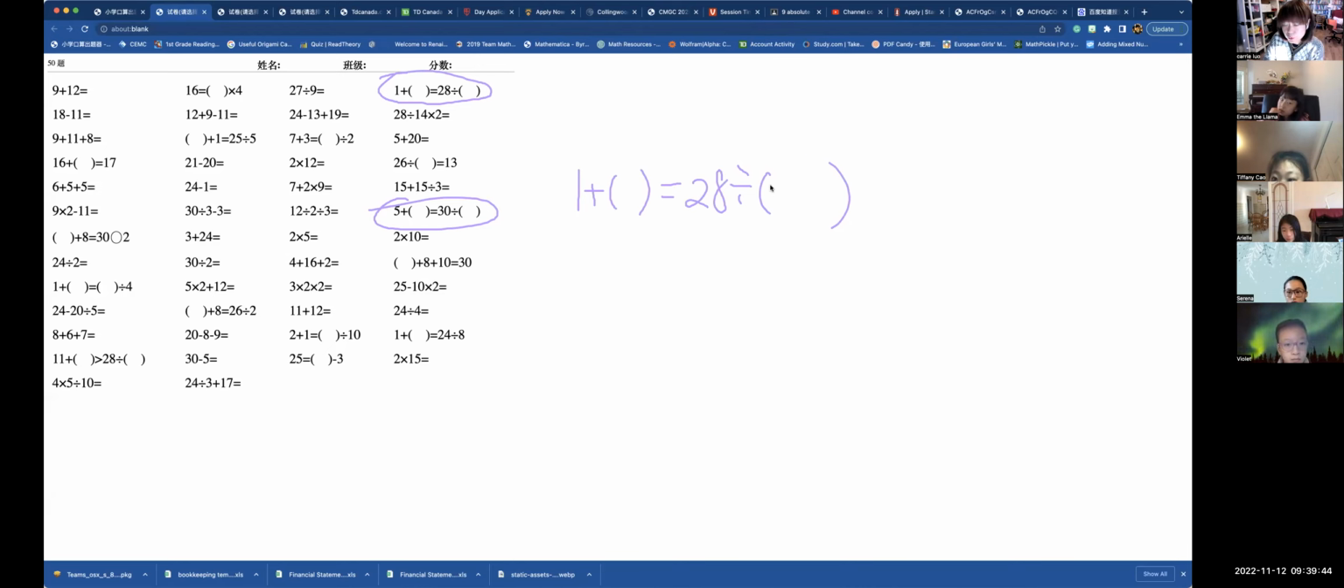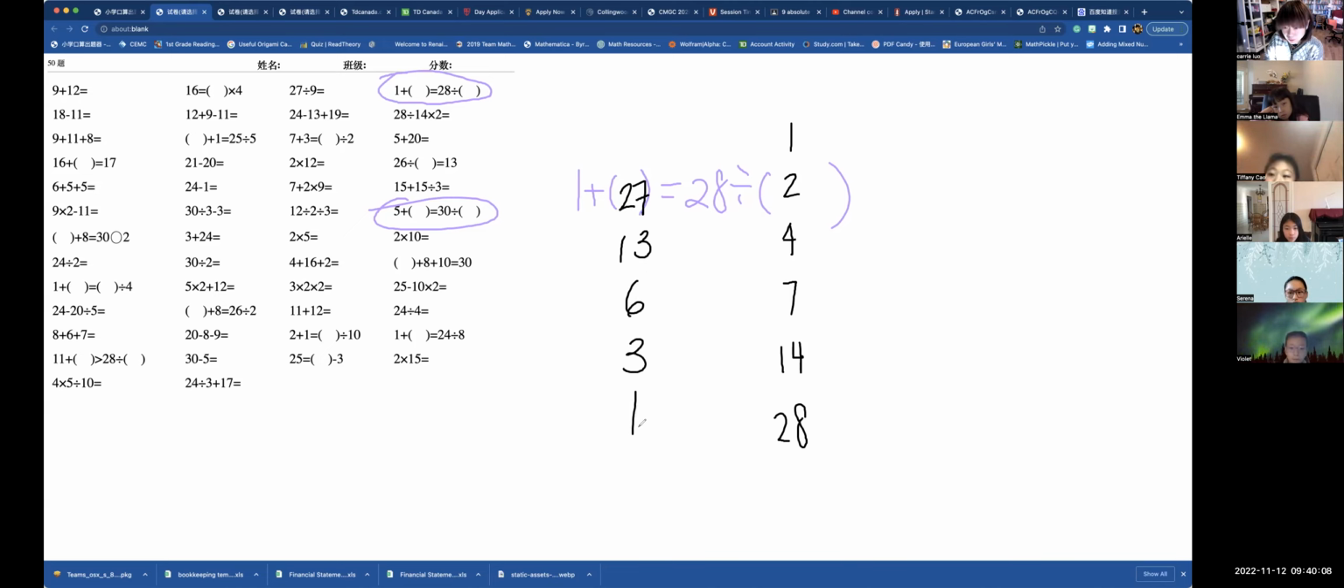You can do 28 divided by 1, 2, 4, 7, 14, and 28. We try to give what? The factors of 28. And if it is 28 divided by 1, then this one is 27. Right? If it is 2, then it's 13. It's 6, and 3, and 1, and 0. Get it, everybody? And that is the key of doing those kind of questions quickly.